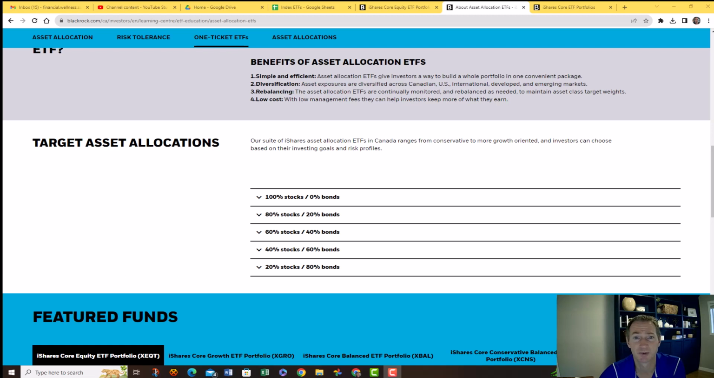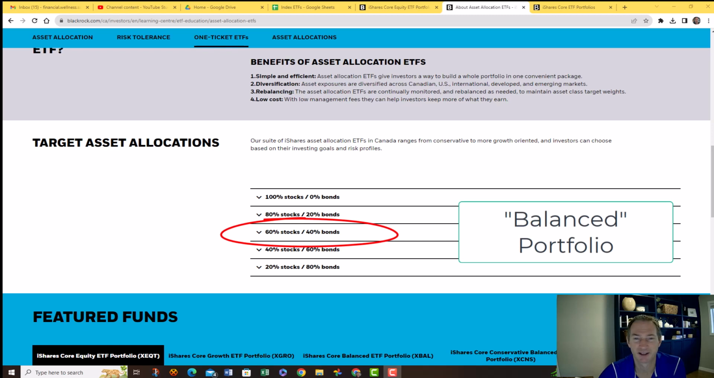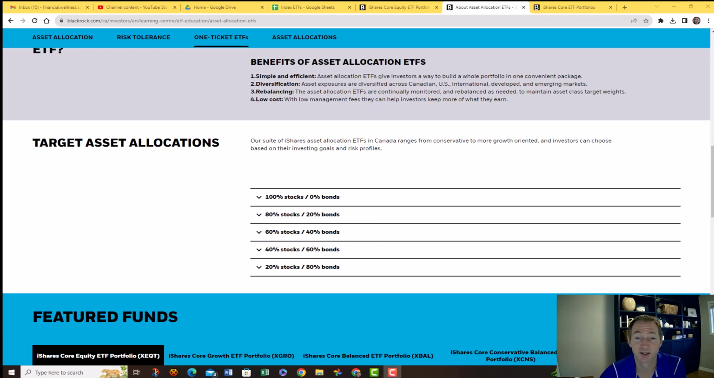So they come in the form from 100% equity, 0% bonds, all the way down to 20% stock, 80% bonds. And again, if you're going anything less than a balanced portfolio, you're probably fearing the market a little bit. So there's probably other types of investments that you could use other than those. So I rarely recommend anything under a 60-40 balanced portfolio.